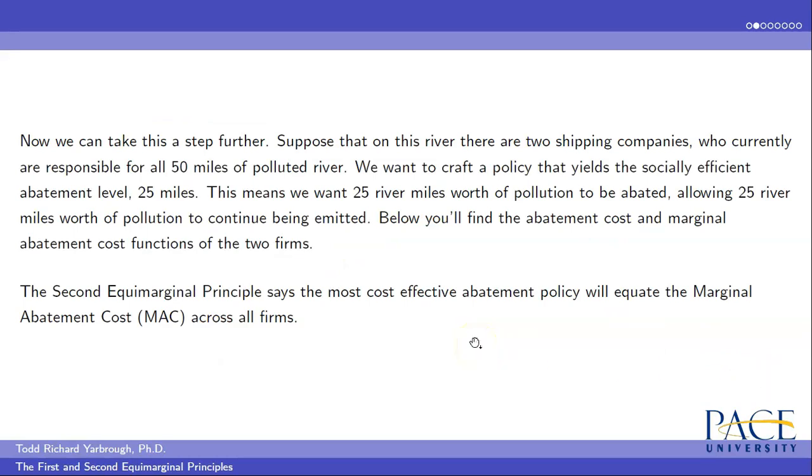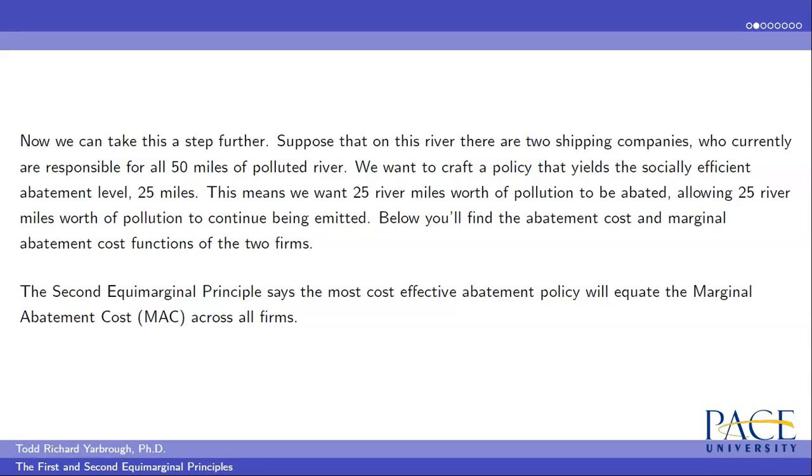But we can actually take this a step further. So not only can we establish the socially efficient level of pollution, but if we have information about the firms in this particular industry, in this case the shipping industry, we can actually determine the most cost-effective level of abatement, that is pollution reduction, amongst both firms.